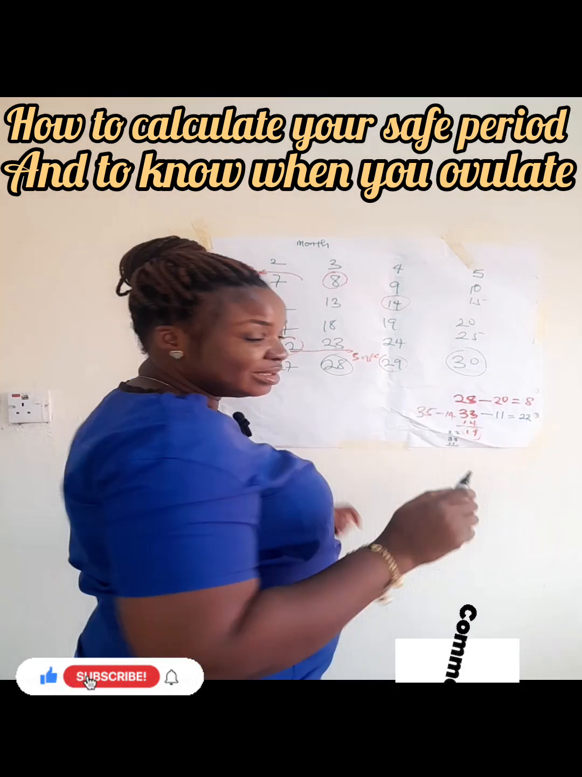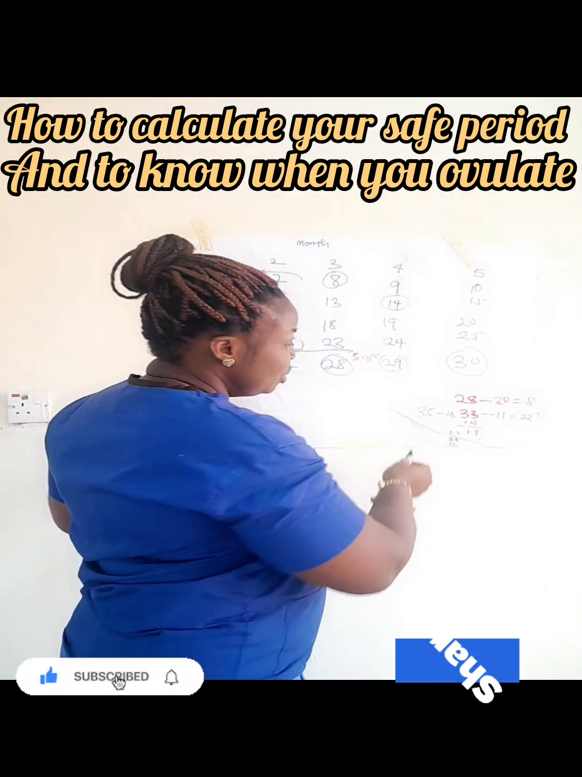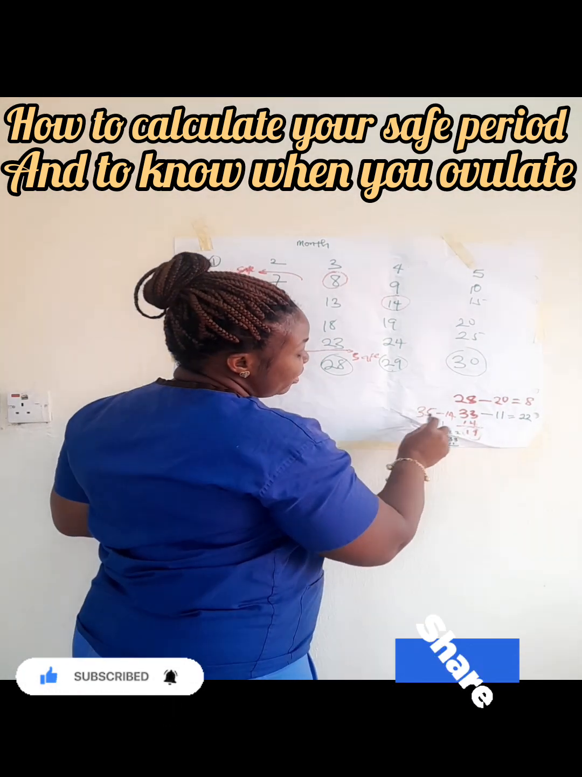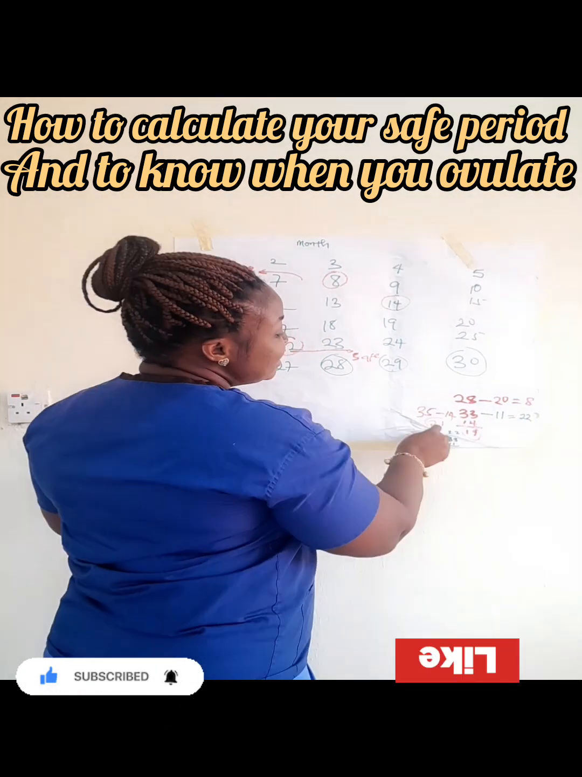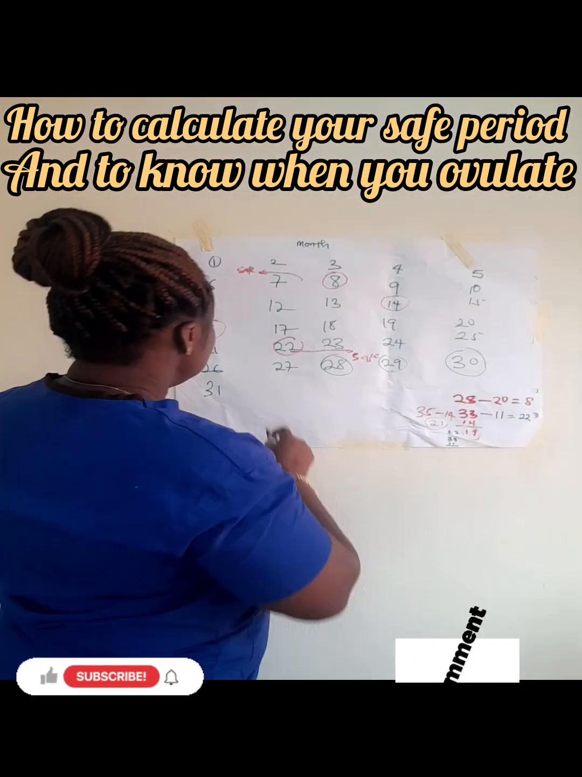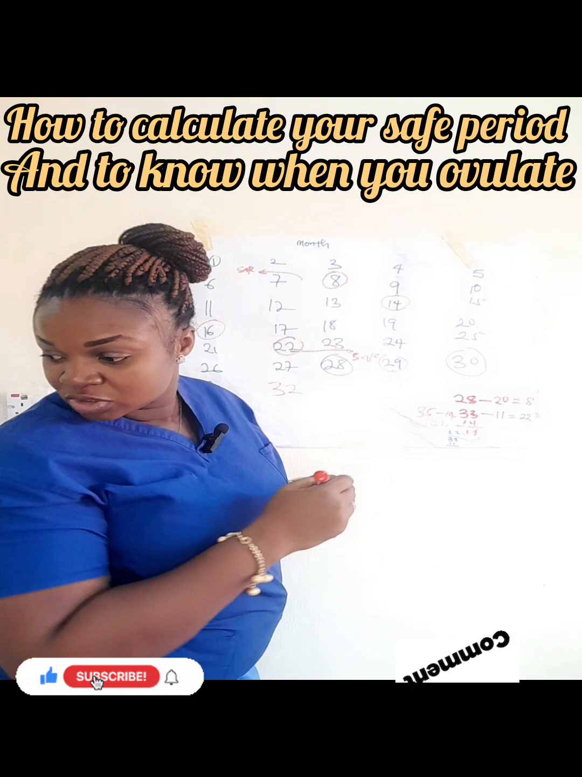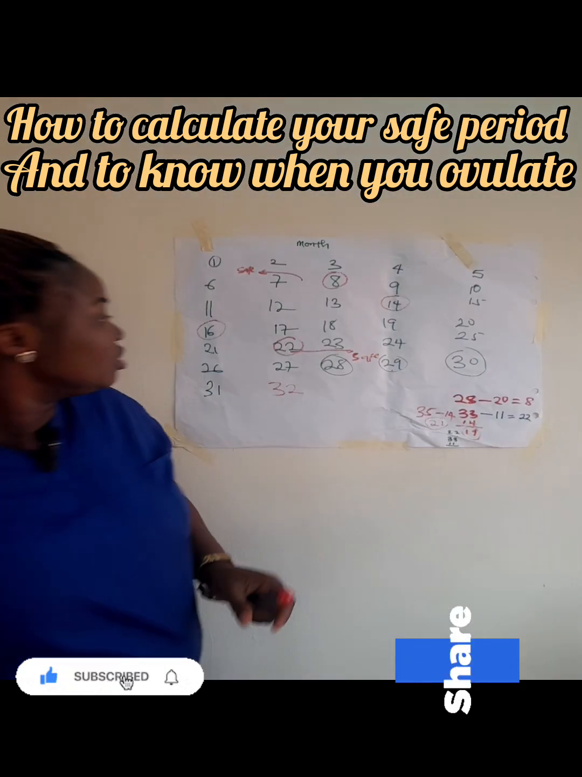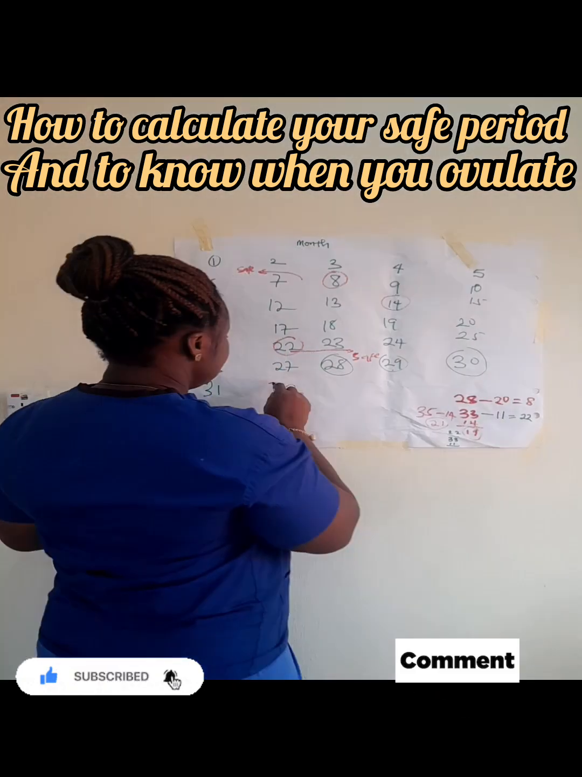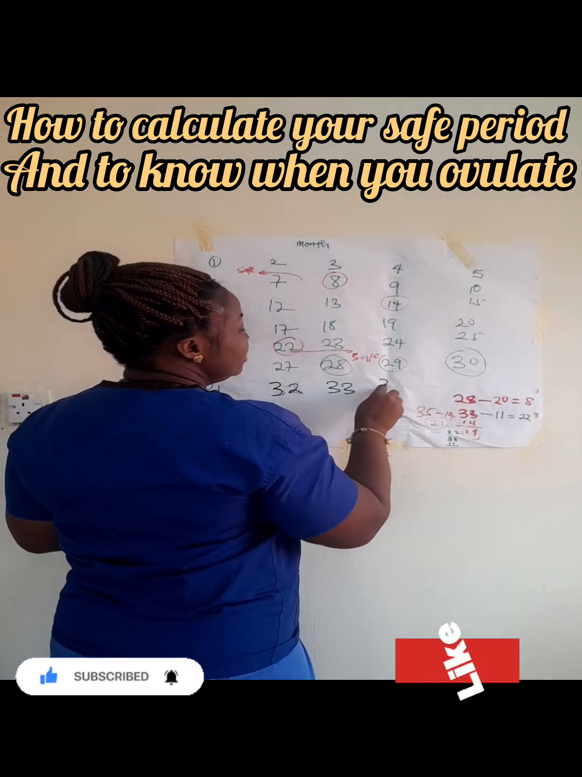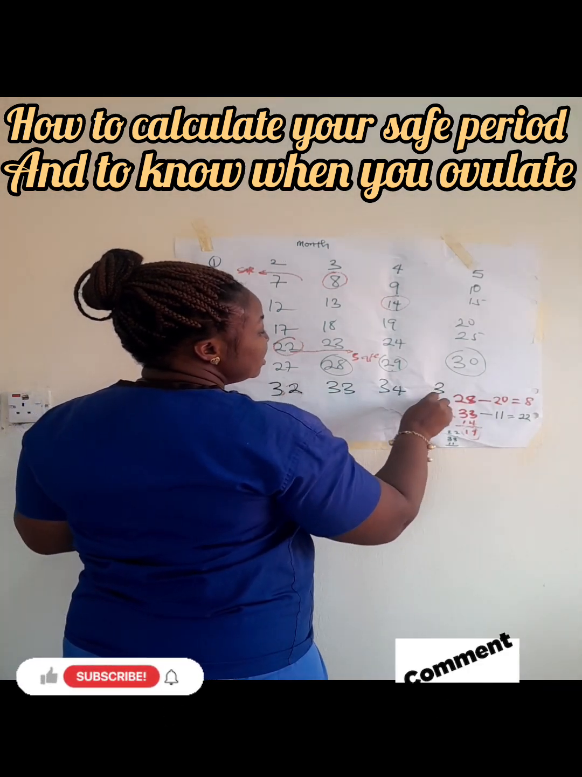Now what I'm getting at is to get the time of ovulation. So 35 minus 14 is 21. The person's ovulation day is, let's assume that you have a 35-day cycle. This is 32. This is 33. This is 34. This is 35.